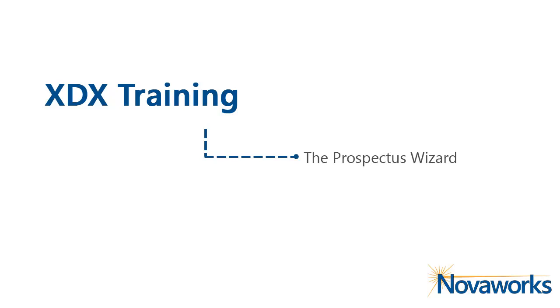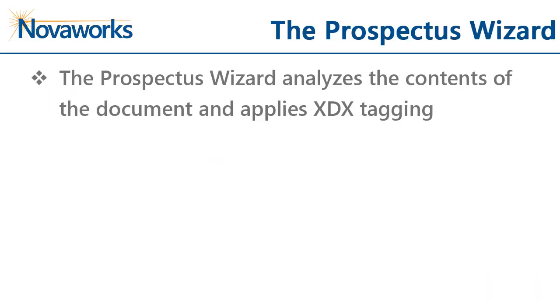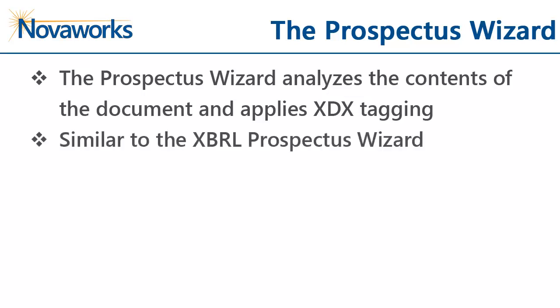In this video, we will demonstrate how to use the XDX Prospectus Wizard to tag documents using the risk-return taxonomy. The Prospectus Wizard analyzes the contents of the document and applies XDX tagging to the document, so you can create an inline XBRL report. The Prospectus Wizard for XDX is very similar to the wizard for XBRL, so if you've used that wizard before, this should be a familiar process.